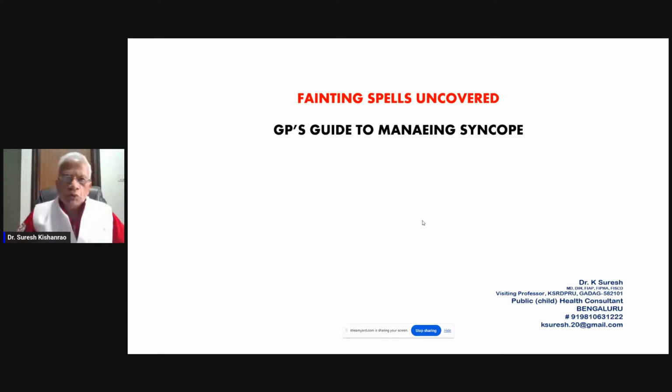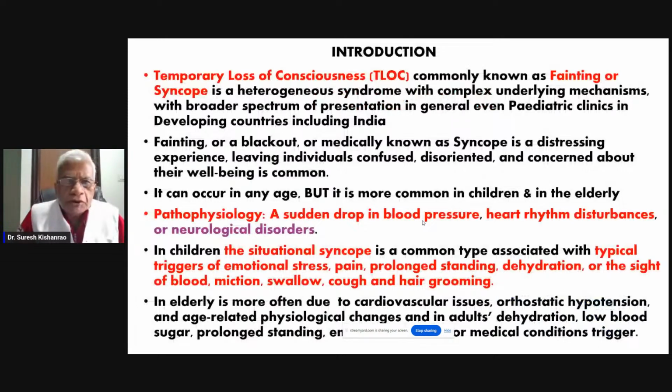So what do we mean by this word? The basic word is temporary loss of consciousness, which is TLOC, commonly known as fainting or syncope. It is a heterogeneous syndrome with complex underlying mechanisms, with a broad spectrum of presentation, both in pediatric clinics and general practitioners' clinics in all developing countries, particularly in India. Basically, the complaint would be fainting or a blackout, which is a distressing experience for anybody.